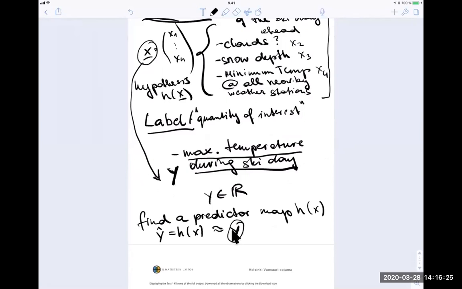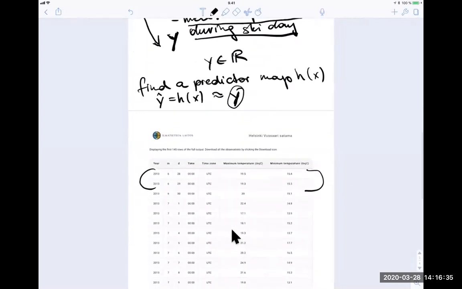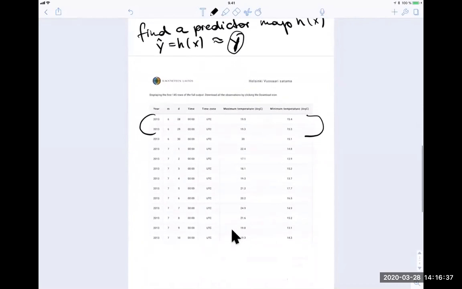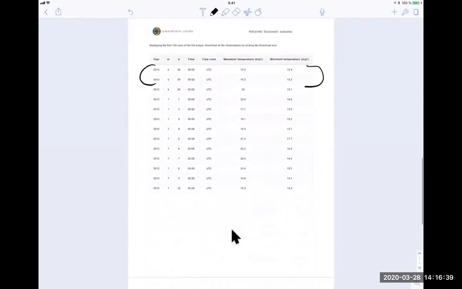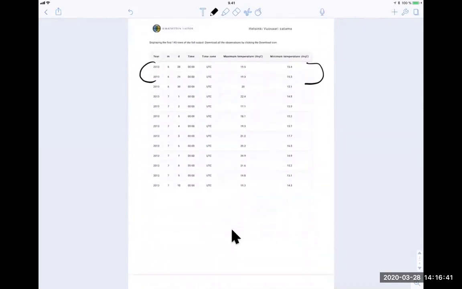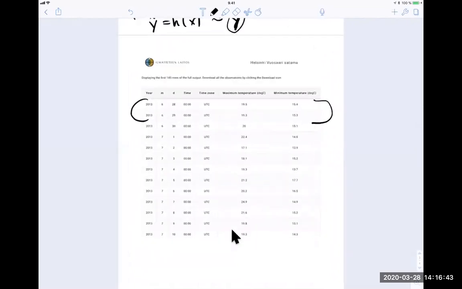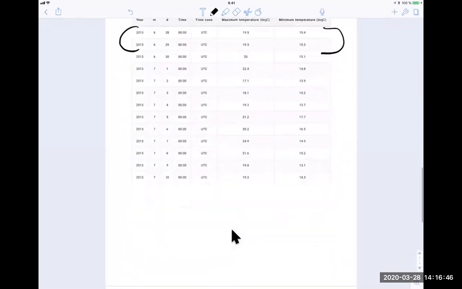But this label I do not know for today. I do not know what the maximum temperature will be today, unless I have observed today completely. And this I can only do afterwards, tomorrow. However, I can look back in time, so I can look at data points corresponding to previous ski days. I can then use this data from the Finnish Meteorological Institute to create labeled data points.